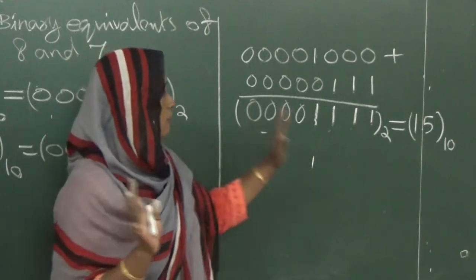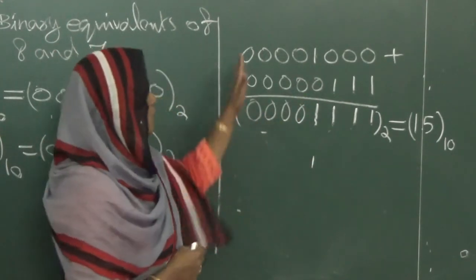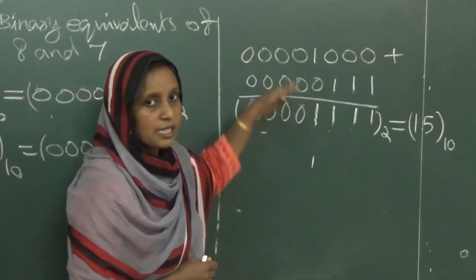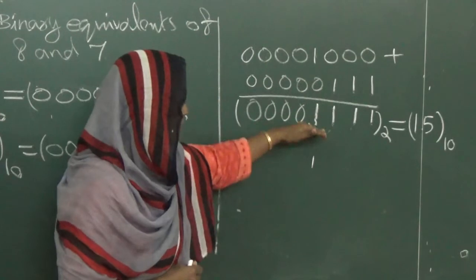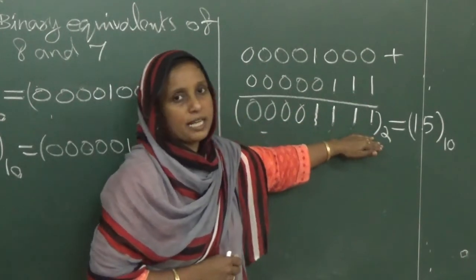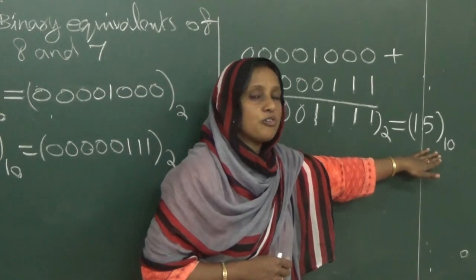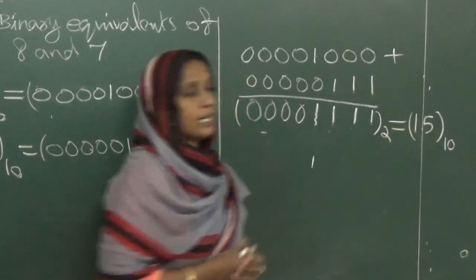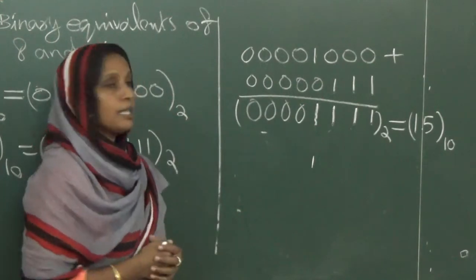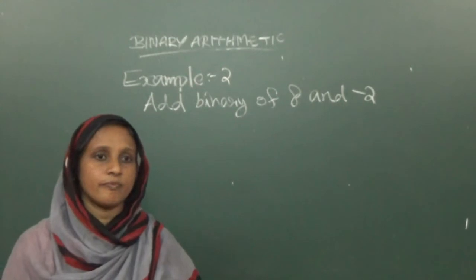We all know that. But now we want to check it using binary addition. So we use 8-bit registers to add these numbers. By adding these numbers, you get output like this. This is equivalent to decimal number 15. Okay? So I think that you understand how to add two binary numbers.